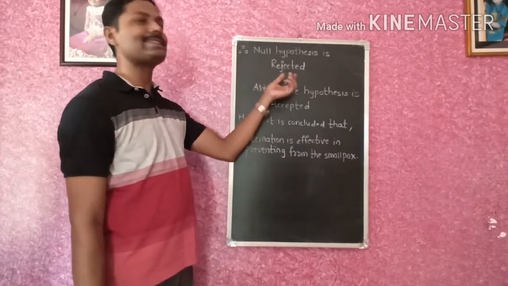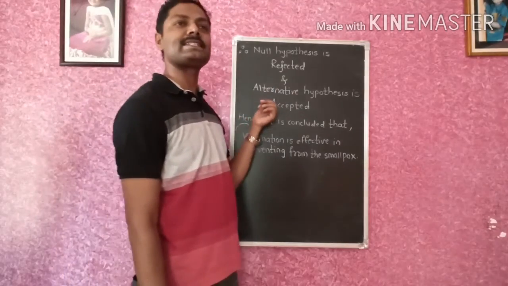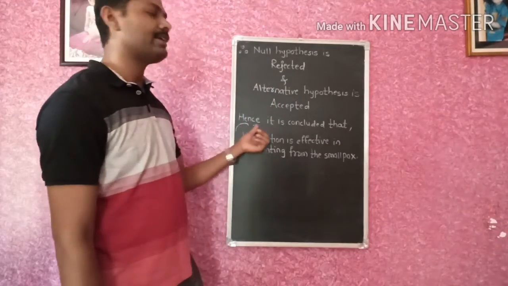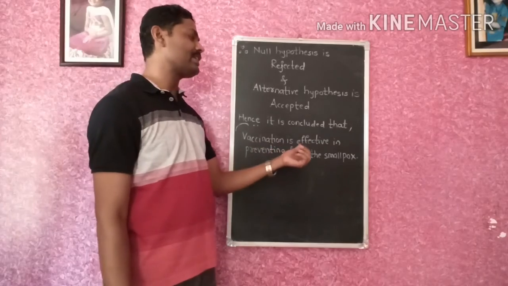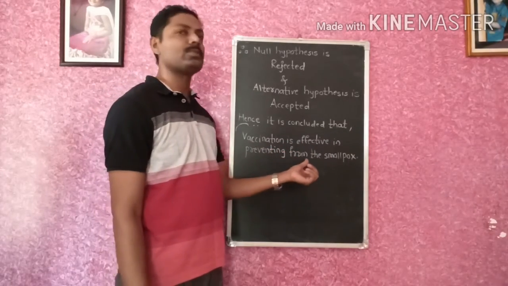Therefore, the null hypothesis is rejected and the alternative hypothesis is accepted. Hence, it is concluded that vaccination is effective in preventing smallpox.